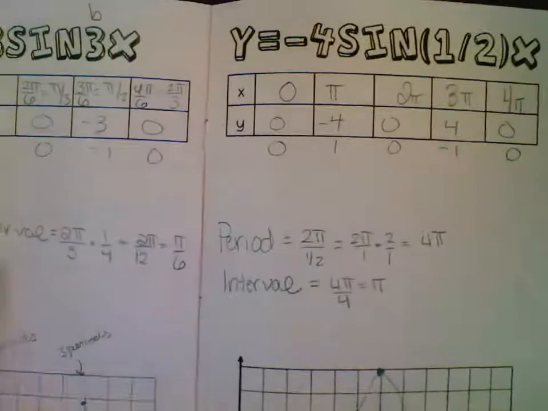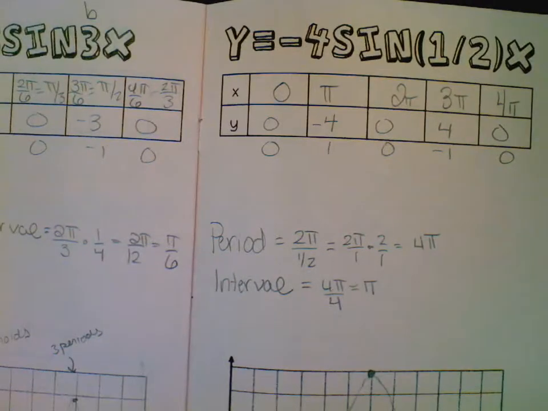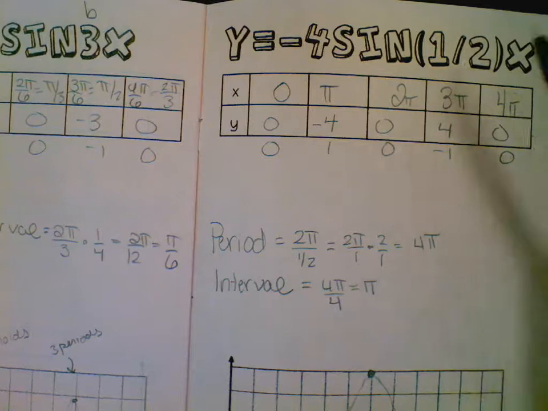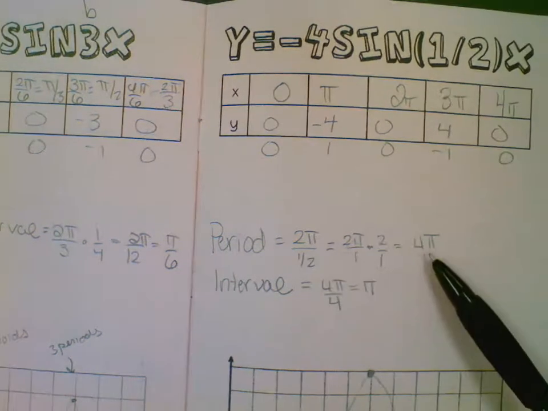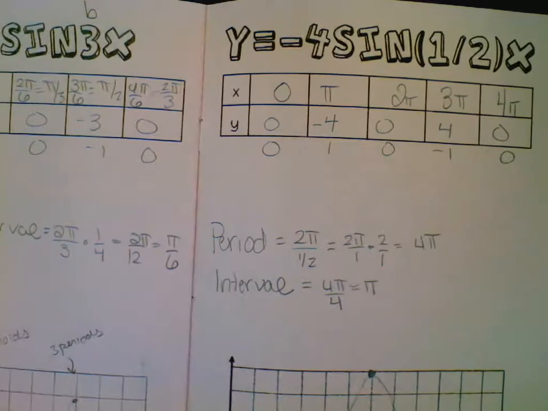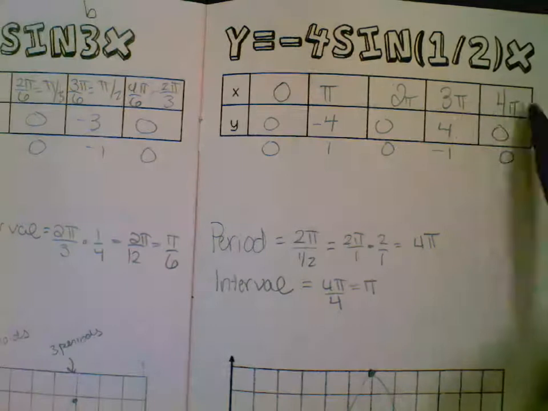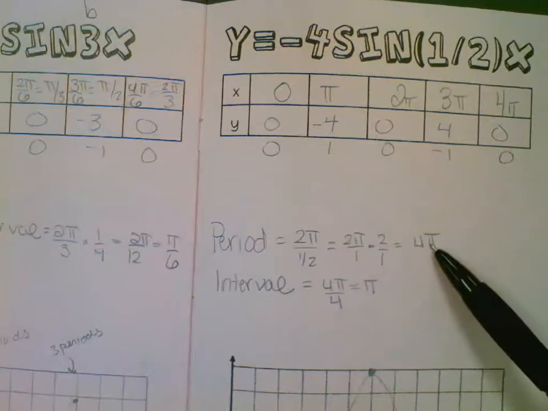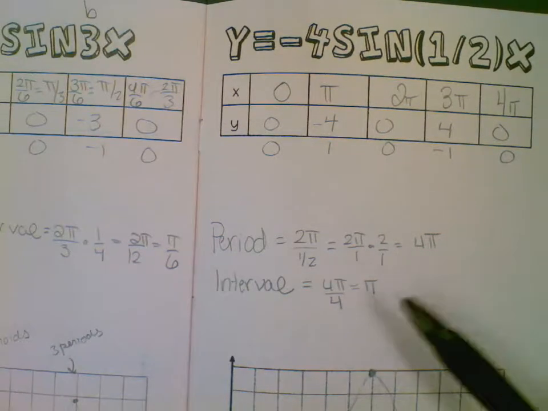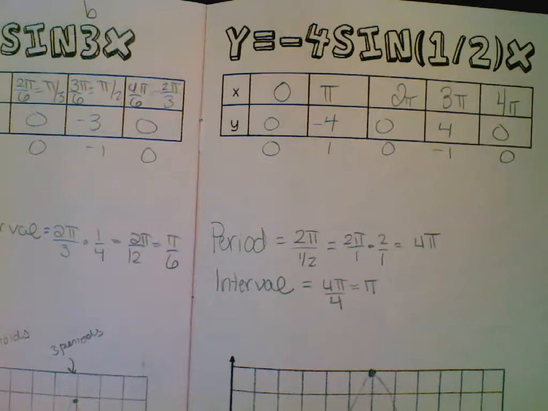Okay, so here's our table for this one. I like these kinds where your b value is a fraction, because then you end up having a whole number for your period, and then you have no fractions in your x values. So we had 0 pi, 2 pi, 3 pi, and 4 pi, because if our period's 4 pi, we divide it by 4. Our interval, or the amount we're increasing for x values, is just pi.